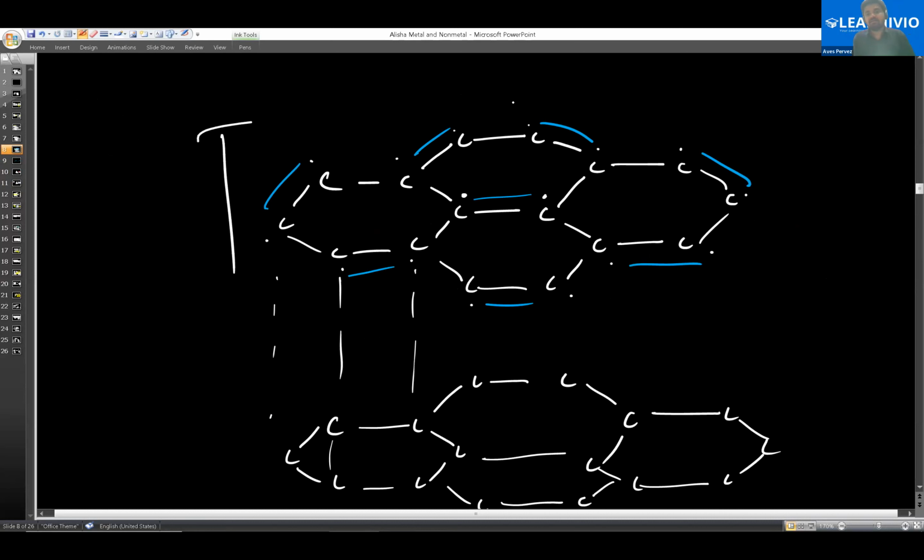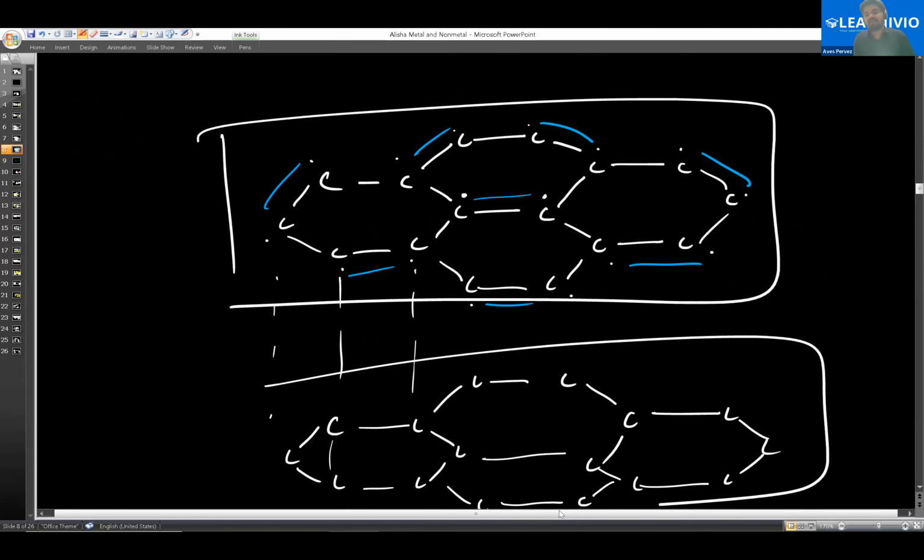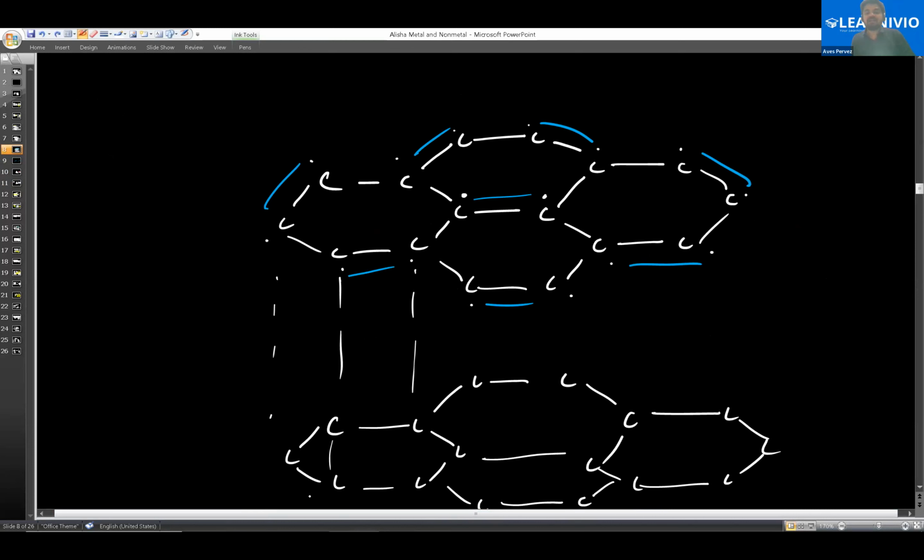This is one layer and this is another layer. They are placed like a page, like a note bundle. So you can slide them this way. So when we write with a pencil, one layer of graphite can easily slide over the other.